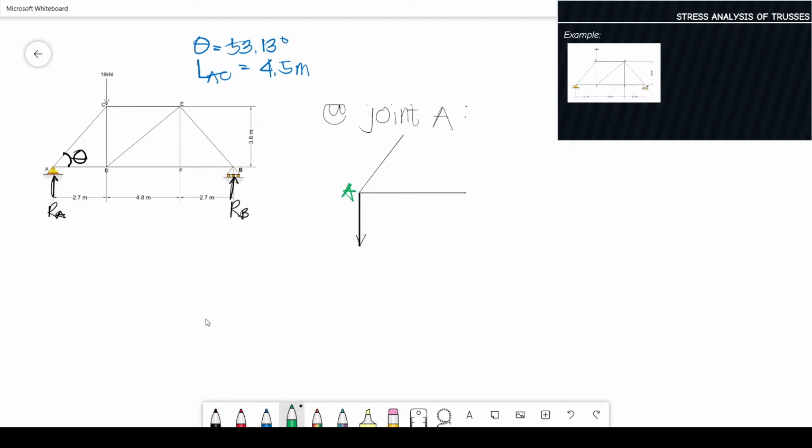Okay. So, let us assume first the direction of our members. This is members A, C, and A, D. So, in assumption of directions of our members, that is either tension or compression. So, mano-mano lang na pag-assume.